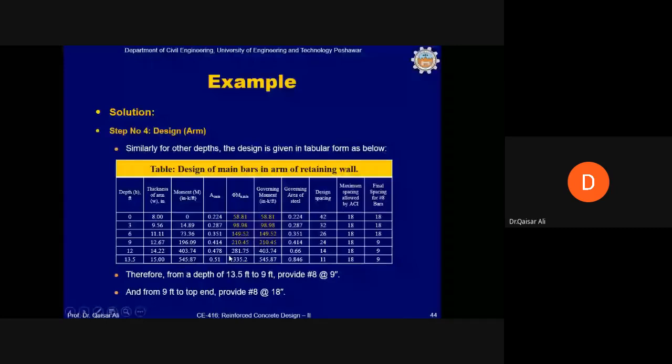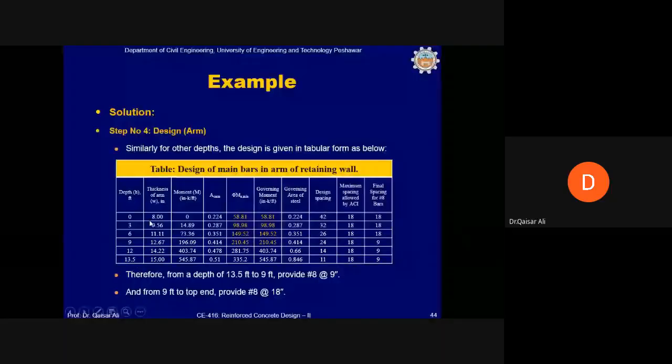The depths of the retaining wall from top to bottom are 0, 3, 6, 9, 12, 13.5. The thickness of the arm corresponding to every height: at the top, the thickness is 8 inch at 3 feet. At every depth, this thickness of the arm can be calculated. The moment can then be calculated from the equation because the equation is written in terms of h. So for any value of h, the bending moment can be calculated. AS minimum can be calculated from the equation. AS minimum values will change because the thickness of the retaining wall changes along the height of the arm.